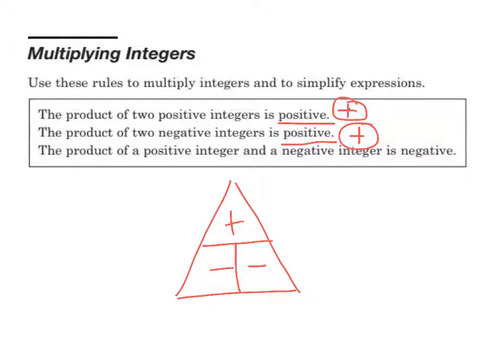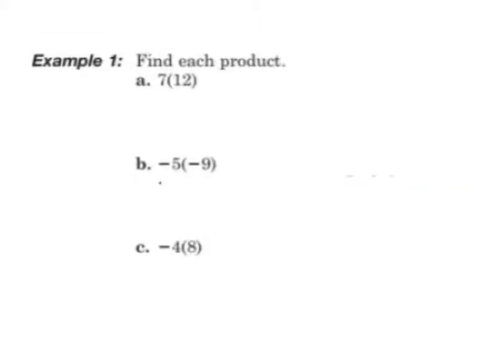When I have the product of a positive integer and a negative integer, the answer will be negative. So if I cover up my symbol here, I have a positive integer and I have a negative integer. So what am I left with? A negative integer. So that just helps me remember and decide what the sign of my answer will be. So we're going to use that symbol for each of these problems.